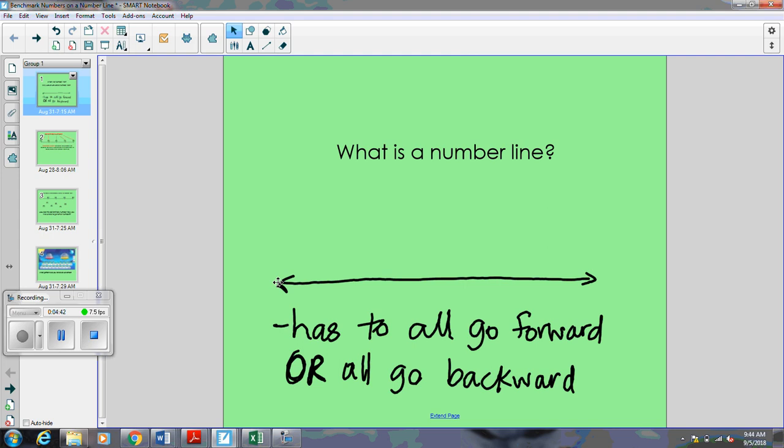So you could have a number line that goes 1, 2, 3, 4, 5, 6, 7, 8, 9, 10 going forward. Or I could have a number line that goes 10, 9, 8, 7, 6, 5, 4, 3, 2, 1, all going backwards. But I can't change to that. Does that make sense? Yeah, we're going to add it, but not right this second.